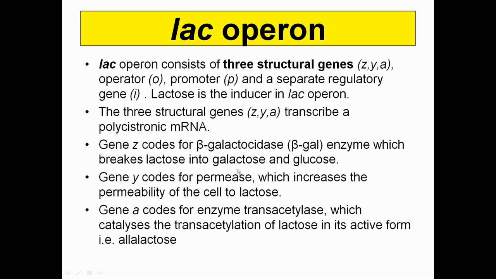Beta-galactosidase's role is to break lactose into galactose plus glucose, and gene Y codes for the permease. Permease is the kind of enzyme which causes alteration in the cell membrane of E. coli. Then it allows more and more lactose to come inside the cell. So it increases the permeability of the cell membrane to absorb more and more lactose from the outer medium. The third, last enzyme, which is very important, gene A codes for transacetylase, which catalyzes the transacetylation of lactose in its active form, that is allolactose.